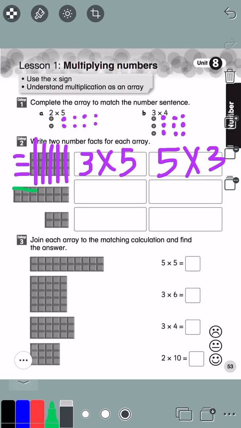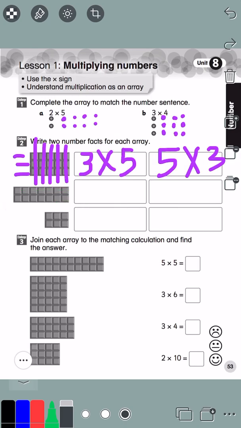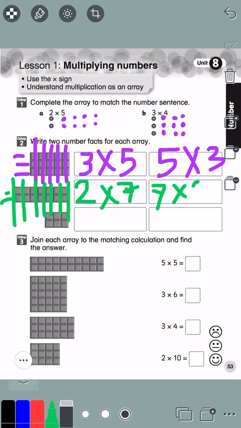Now, here, how many rows? 1, 2. And how many columns? 1, 2, 3, 4, 5, 6, 7. So it's 2 times 7 or 7 times 2. This is for you. Now, in challenge 3, join each array to the matching calculation and find the answer.